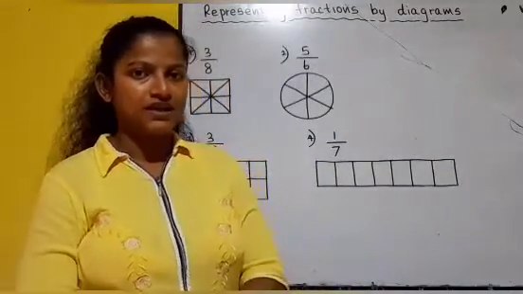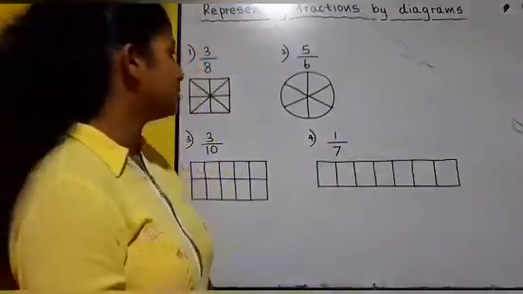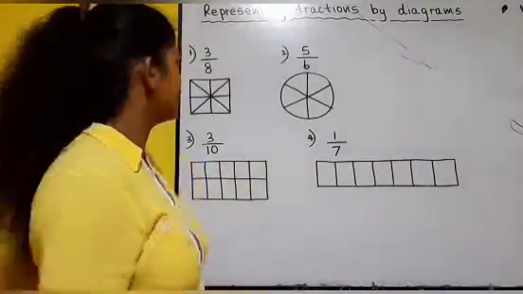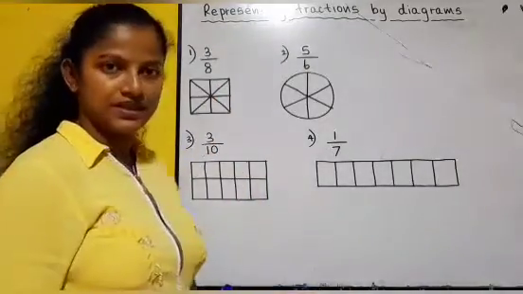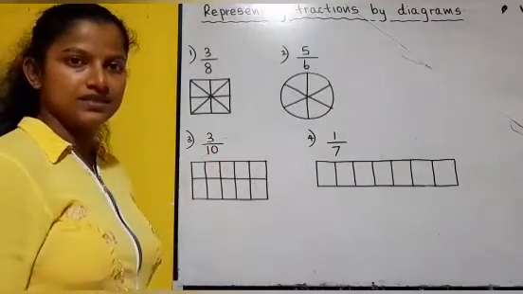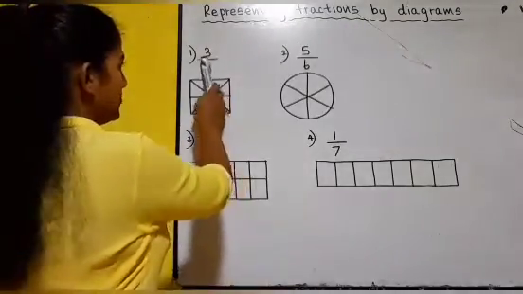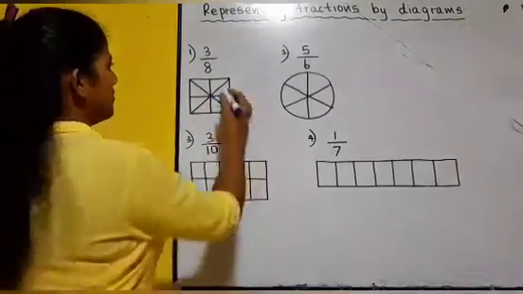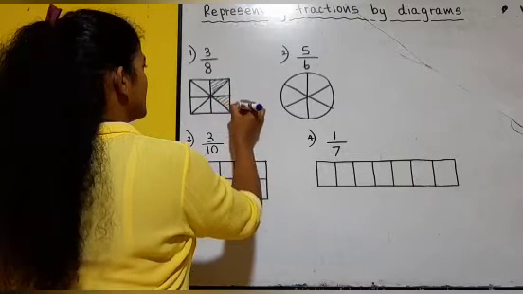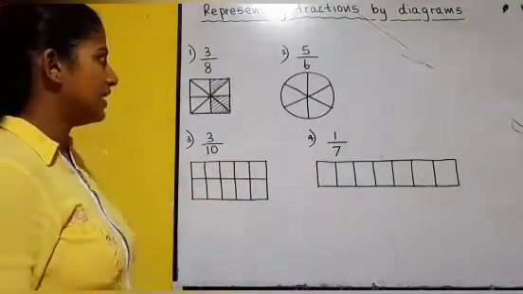Representing fractions by diagrams. When doing this, we have to consider the total figure as one complete unit, numerically equal to 1. The first fraction given here is 3 over 8. I have chosen a square to represent this fraction. The square is divided into 8 equal parts as the denominator is 8 here. Now I am going to shade 3 parts in this square like this. 3 parts are shaded. Now the fraction is represented by this diagram.